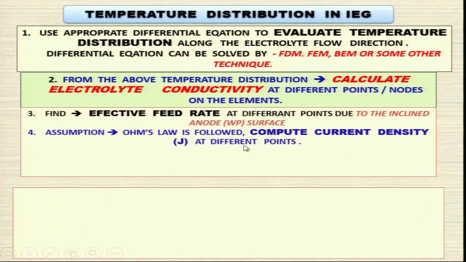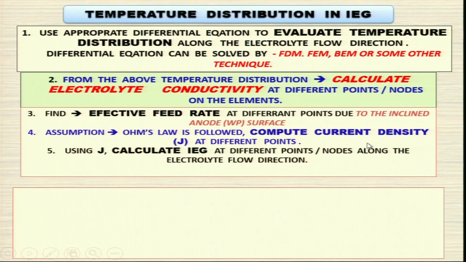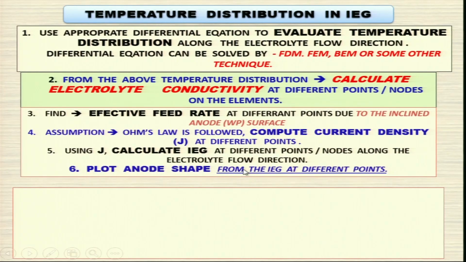Assumptions: Ohm's law is followed, this is assumed, but in real sense it is not very true. Compute current density J at different points. Assume J, that is current density, and calculate the inter-electrode gap at different points or nodes along the electrolyte flow direction. And once you have done that, plot the shape from the inter-electrode gap at different points. As I mentioned earlier, join the inter-electrode points or nodes to get the final anode profile.